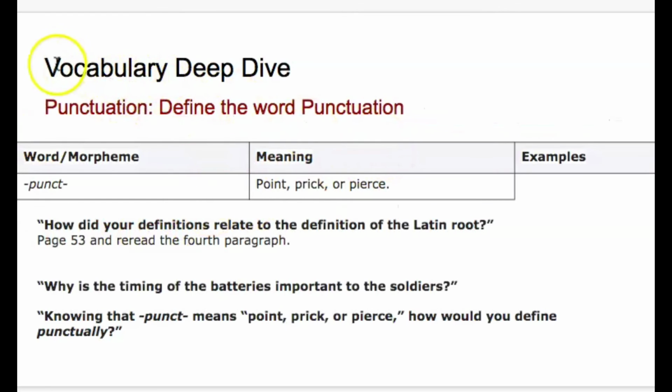For our deep dive, we're going to look at the word punctuation. I want you guys to define the word punctuation and write that down. Then I want you guys to look at the prefix punc, which means point, prick, or pierce. How did your definition relate to the definition of the Latin root punc? Page 53 is where you'll find some punctuation, and I want you to reread the fourth paragraph. Why is the timing of batteries important to the soldiers? Knowing that punc means point, prick, or pierce, how would you define punctual?